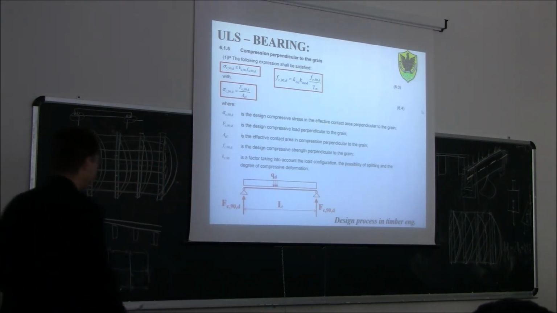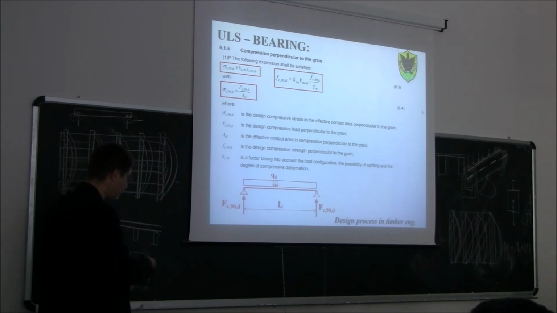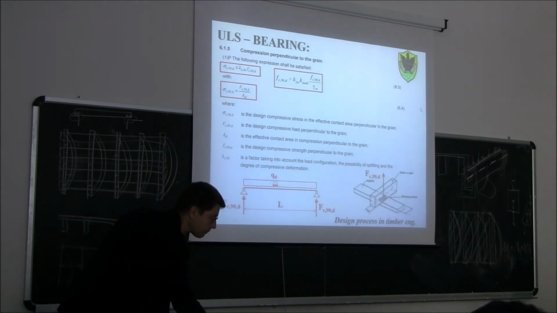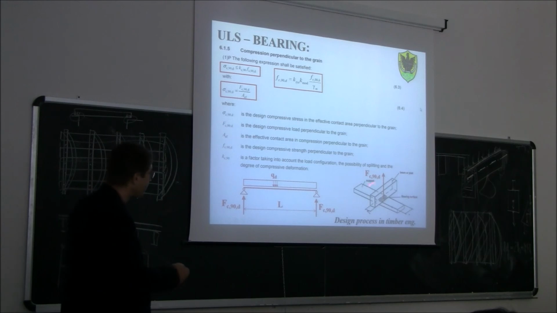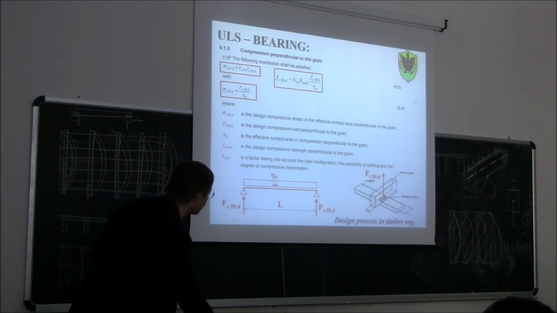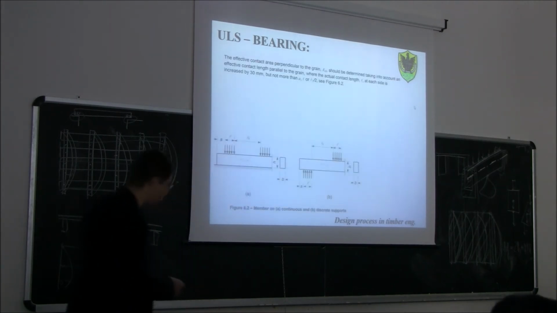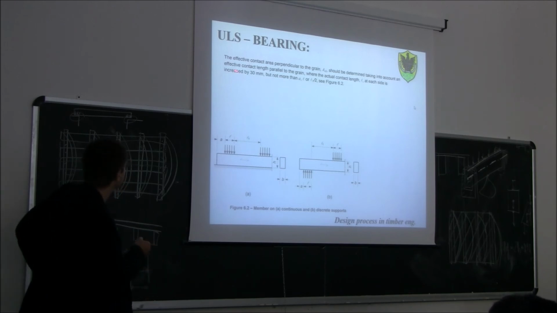So if this is the beam that we need to solve, we can calculate the secondary stress at the support by dividing the restraint reaction by this effective contact area in compression perpendicular to the grain. The effective contact area will be the area that is stressed with these compression stresses perpendicular to the grain of the beam.